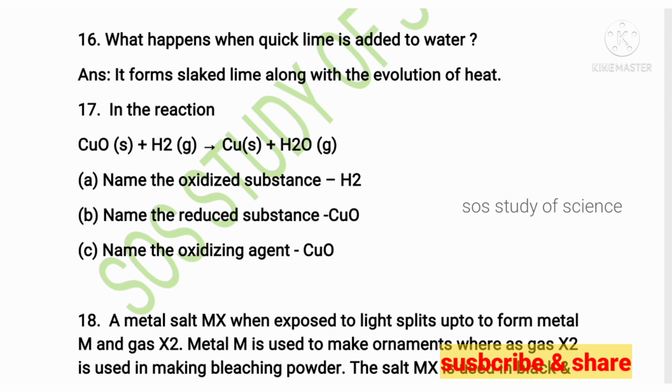Similarly, hydrogen is added to oxygen to form water, so it is getting oxidized. Here hydrogen is considered to be a reducing agent. It is just vice versa, just in reverse order that you are going to identify.